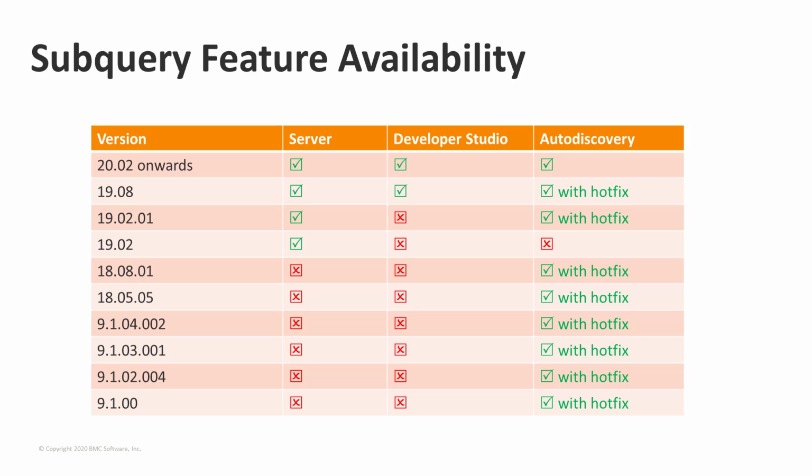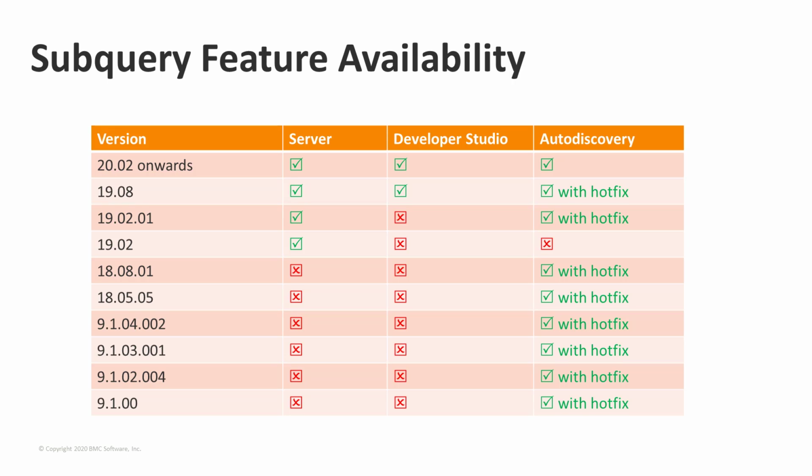Autodiscovery has also been backported to all of the versions shown here except 1902, and is either available now or will be soon via a server hotfix. This adds the AR system RLS Autodiscovery form and code in the server to populate it, but it does not include this full subquery feature.